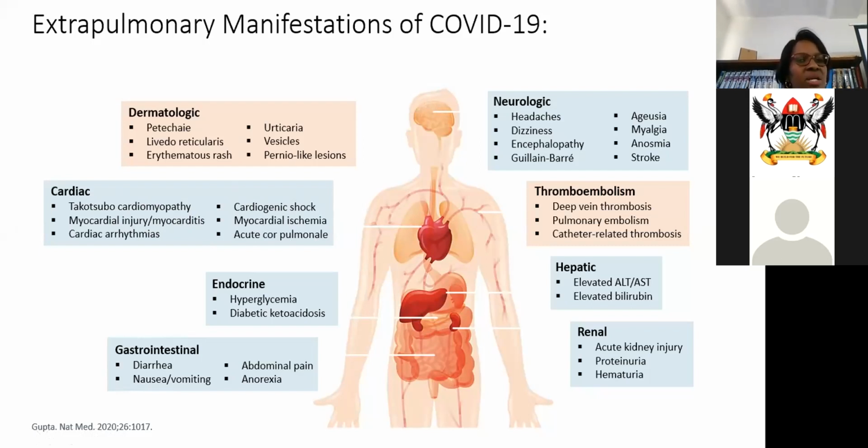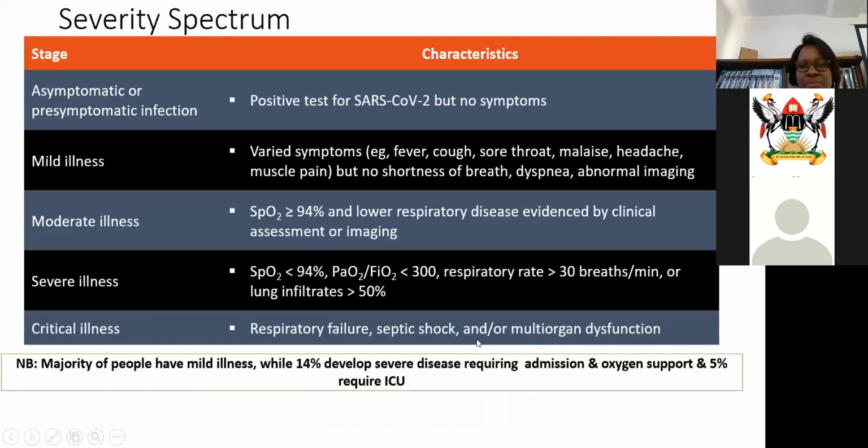Then in the skin, some patients also have been shown to come in with skin manifestations, including things like petechiae, livedo reticularis, and erythematous rash. So this chart summarizes the spectrum of disease of COVID-19. And as you can see in the first column, that is the category of disease. And we see the characteristics in the second column.